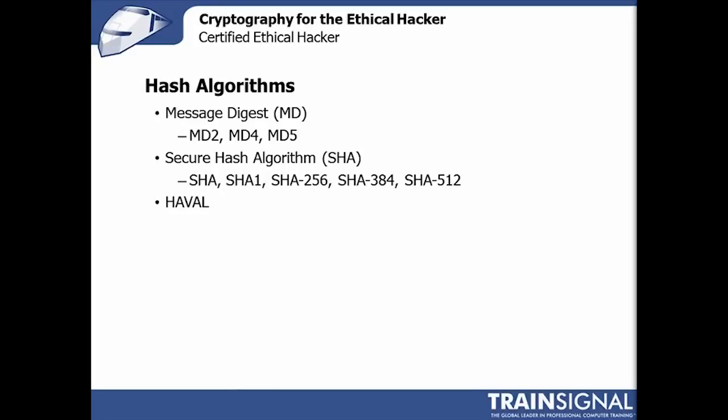And you might wonder what those numbers are after SHA: 256, 384, 512. Those are the size of the hash output. The MD2, 4, and 5 numbers represent different versions of the message digest algorithm itself.